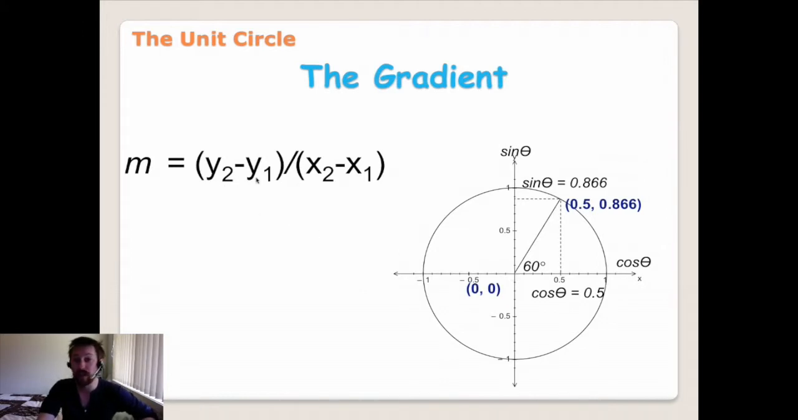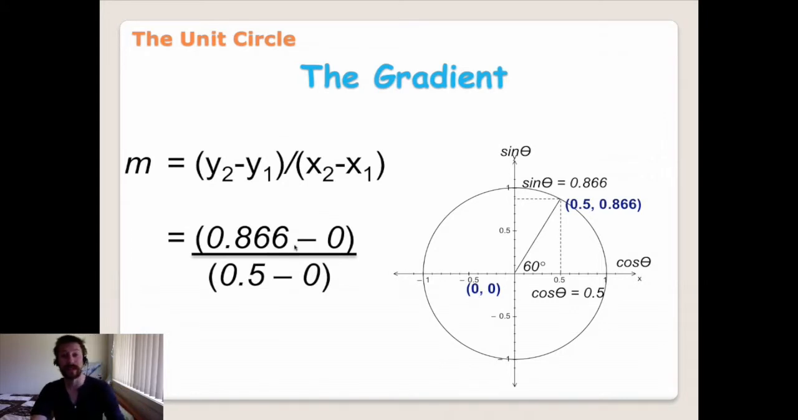Now, y2 minus y1 will be the same as saying 0.866 minus 0. There we go. Now, the x2 minus x1, well, it's going to be 0.5 minus 0. So it's 0.866 minus 0 over 0.5 minus 0. And of course that will get us 0.866 divided by 0.5, which was the same as what we had before, which of course is equal to 1.73. Now, that should be the case because this hasn't changed at all, so of course the gradient is going to remain the same.